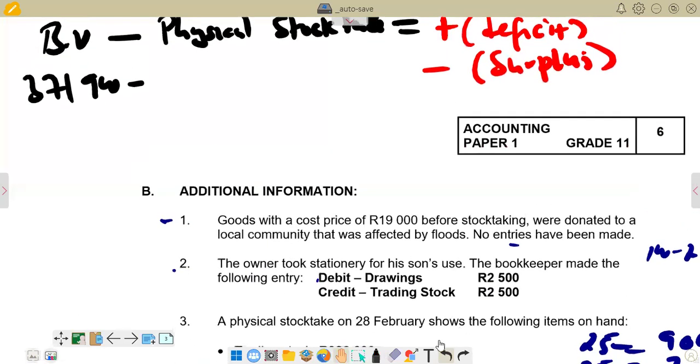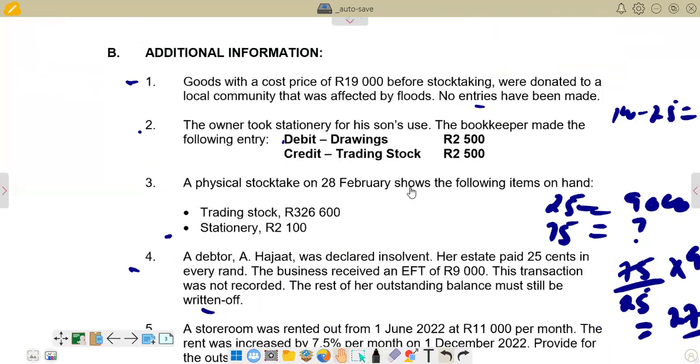So what we are supposed to do is first add back 2,500, and then we check the closing balance of the trading stock. Obviously, we find it here, the physical stock take figure, which is 326,600. We are supposed to subtract it.